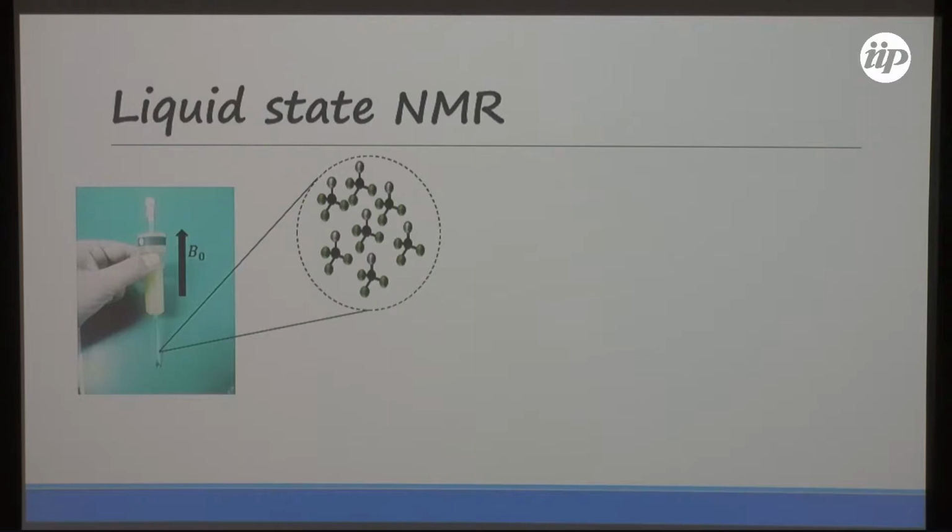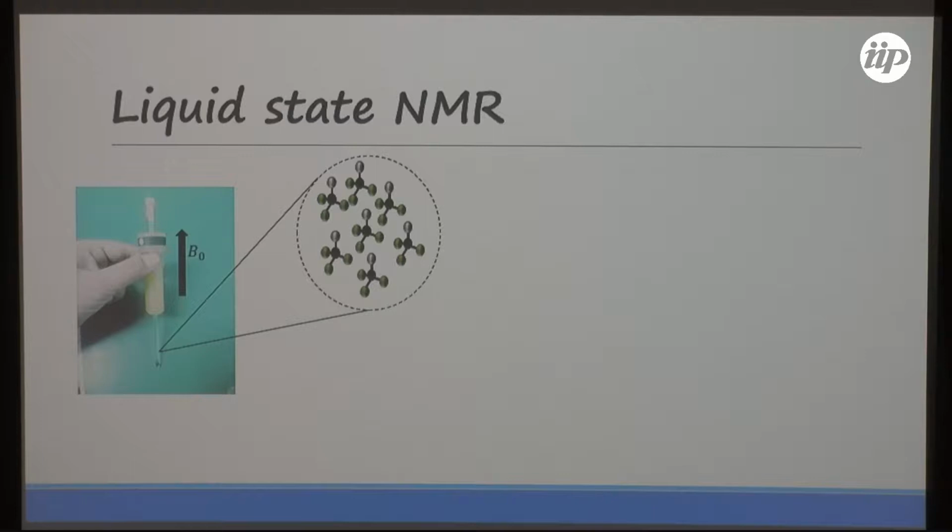So in liquid state, we have, different from other types of setups, for example, optical setups, ion traps or superconducting, in NMR, we work with an ensemble of qubits. Okay. We have, for example, a small amount of liquid with many molecules, and each molecule does not interact with the other molecules, okay? So these molecules are isolated systems, okay?